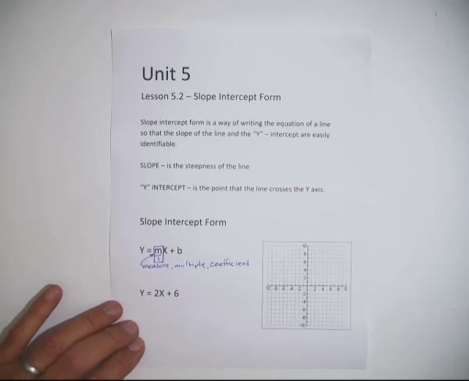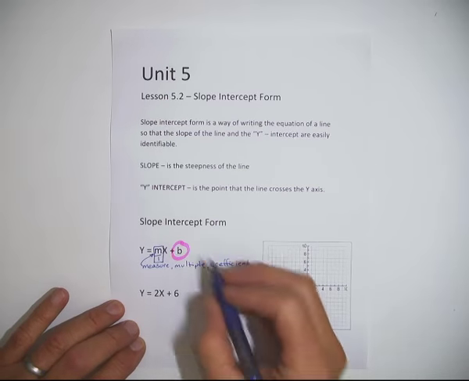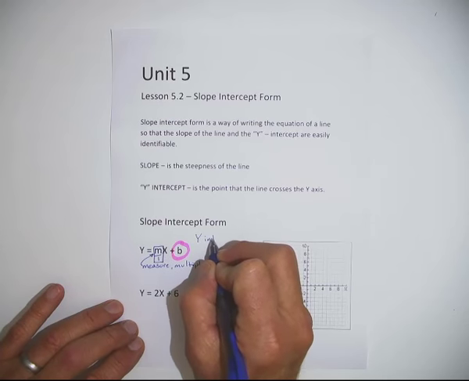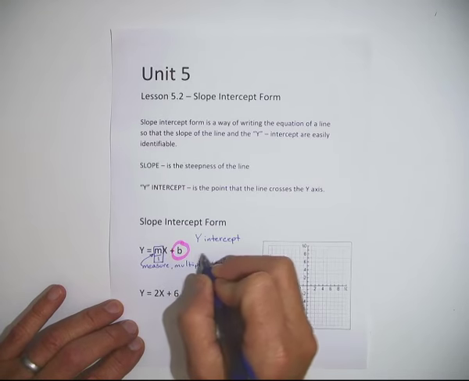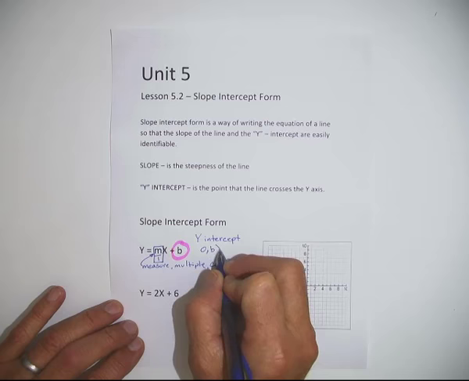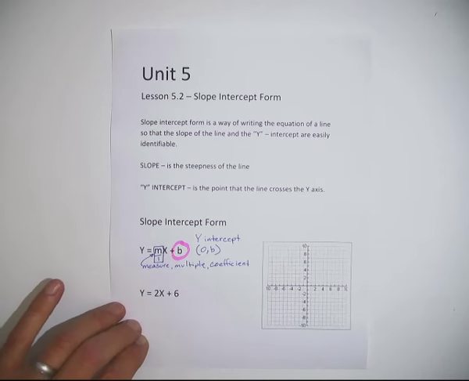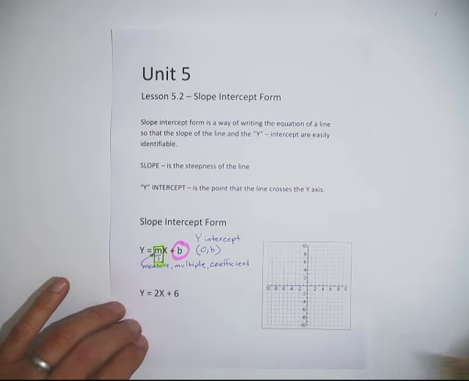Now our b term here, and I'm going to circle him here, our b term is our y-intercept. And our y-intercept is at 0, b. Let me highlight this here. So let's go through an example here.